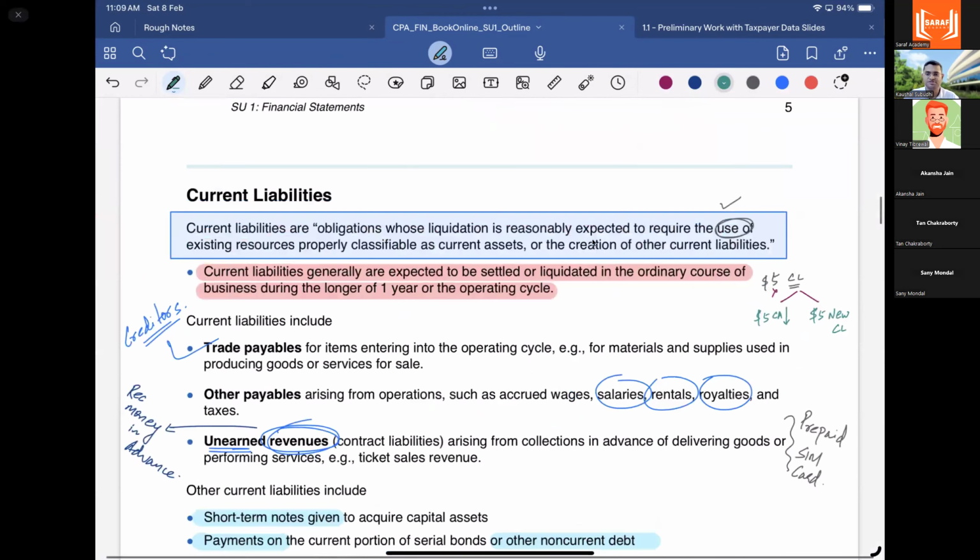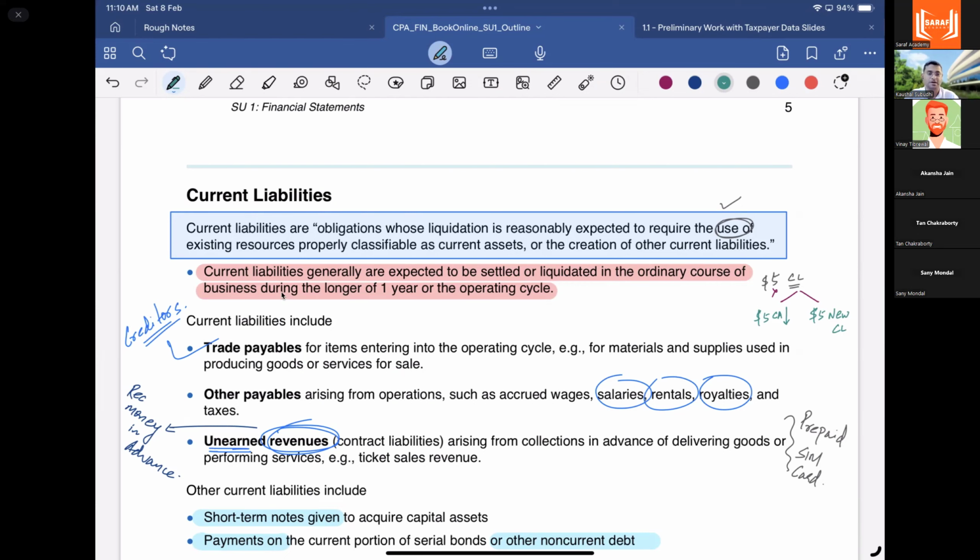सिंपल सा चीज है यहाँ पे। एक सेंटेंस में पढ़ोगे तो शायद कॉम्प्लिकेटेड लगेगा, बट यहाँ पे ऐसे समझोगे तो इट्स गोइंग टू बी मच मोर इजियर। Current liabilities are obligations whose liquidation is reasonably expected to require the use of, either way, your existing resources, you use your existing $5 of assets and retire this, करंट लाइबिलिटीज को कैंसिल करो अपने $5 करंट एसेट्स को लेके, या फिर $5 करंट लाइबिलिटीज नए ले लो और पुराने वालों को हटा दो। ठीक है?